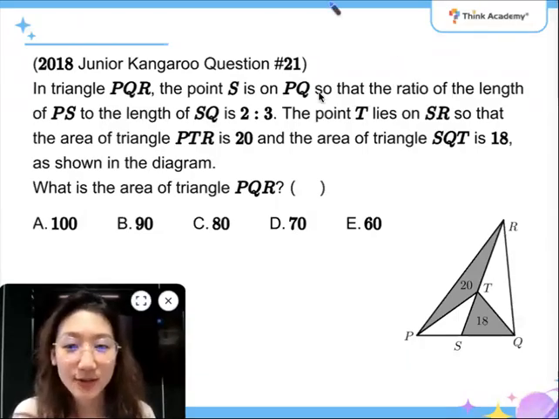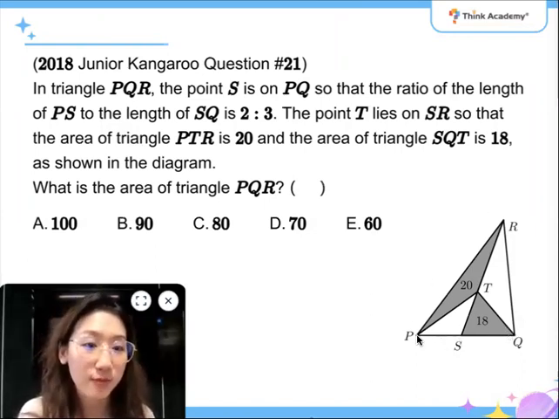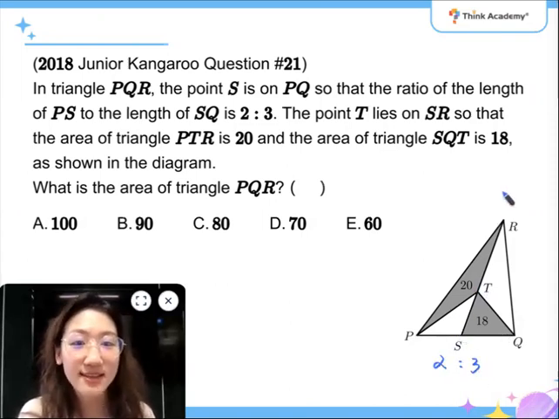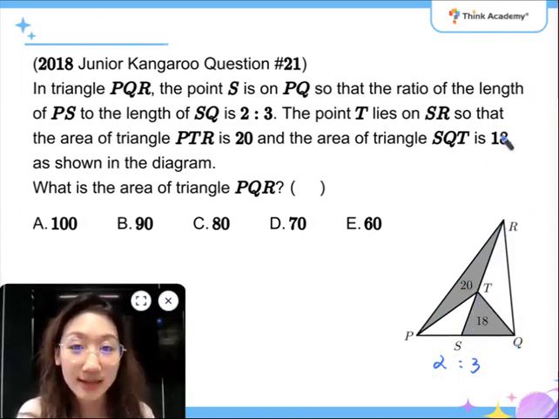Right, now let's look at question number 21. So here in this triangle, the point S is on PQ, so that the ratio of the length of PS to SQ is 2 to 3. Point T is on SR, so that the area of PTR is 20 and the area of triangle STQ is 18. So what is the area of the big triangle PQR?